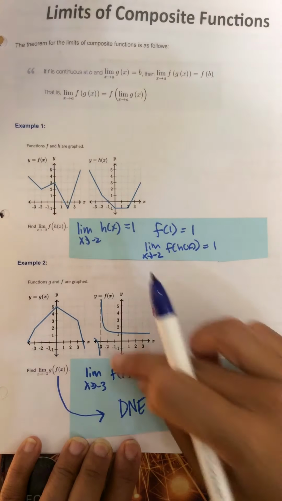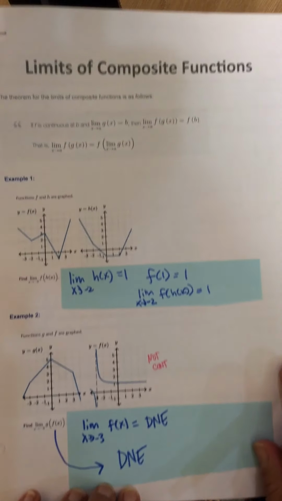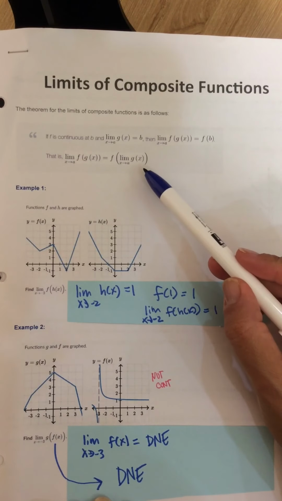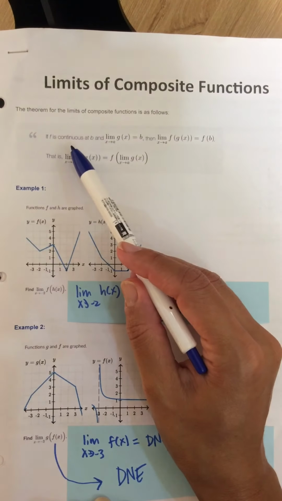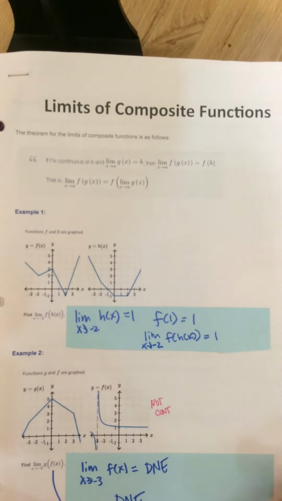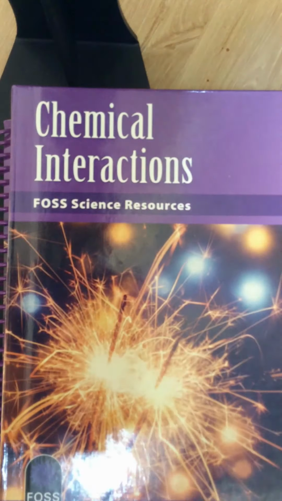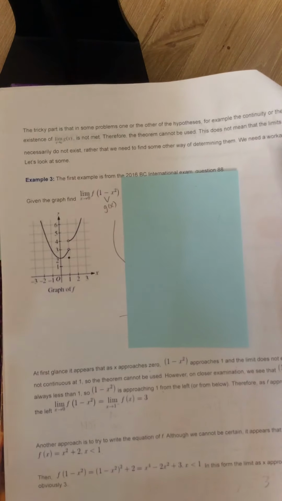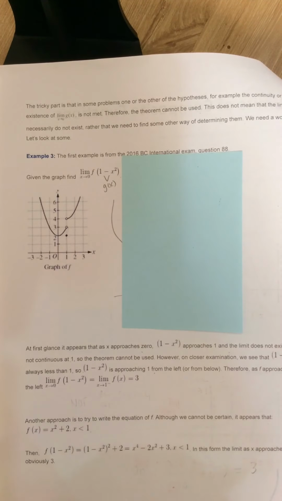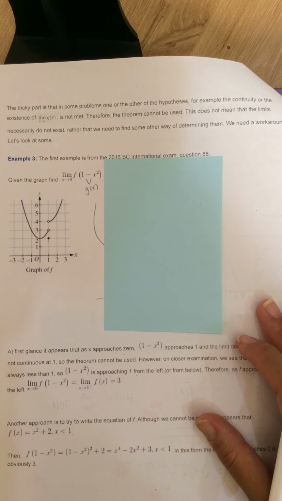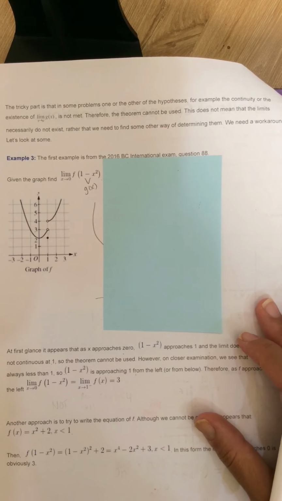Okay, we're going to talk more about what happens when you get to these discontinuities, because remember, the reason you could use this is because it's continuous. So let's talk about what happens if it's not continuous. What do we do if the theorem can't be used? The tricky part is that in some problems, one or the other of the hypotheses, for example continuity or the existence of the limit of the inner function, is not met. Therefore, the theorem cannot be used. This does not mean that limits necessarily do not exist, but we need to find another way of determining them. So we need a workaround, in a sense.